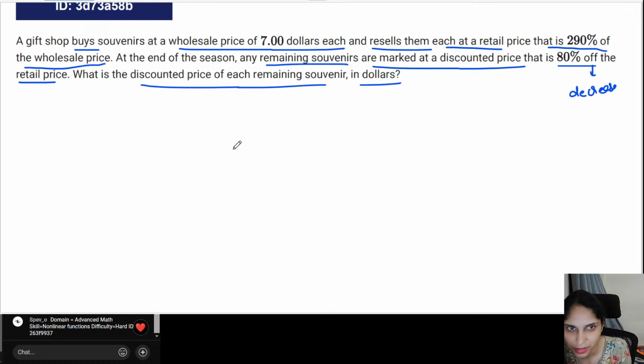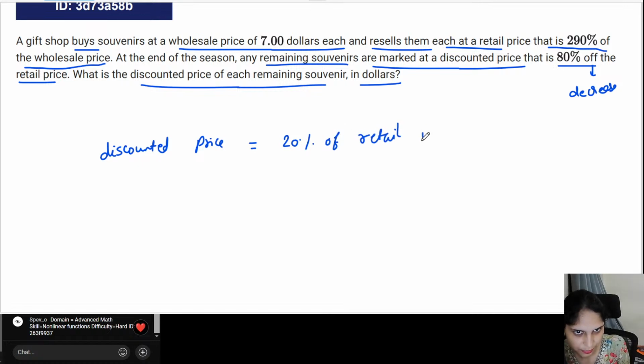Okay. So we have to find out the discounted price. And we can see that discounted price is 80% off retail price. That means it is 20% of retail price. Why 20%? Because 100 minus 80%. Off means you're decreasing. Now, do we know the retail price? We do not know the retail price. So I can say this is 0.2 times retail price.